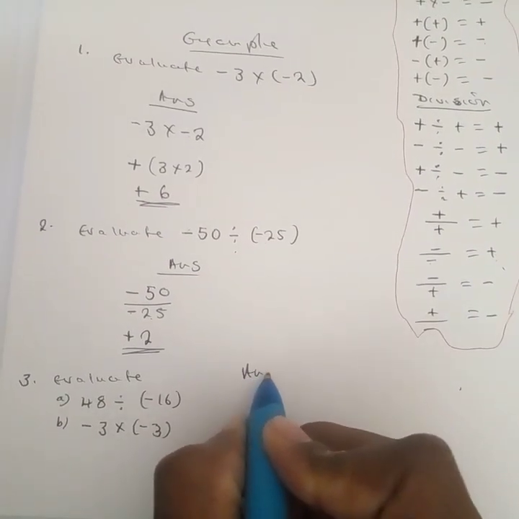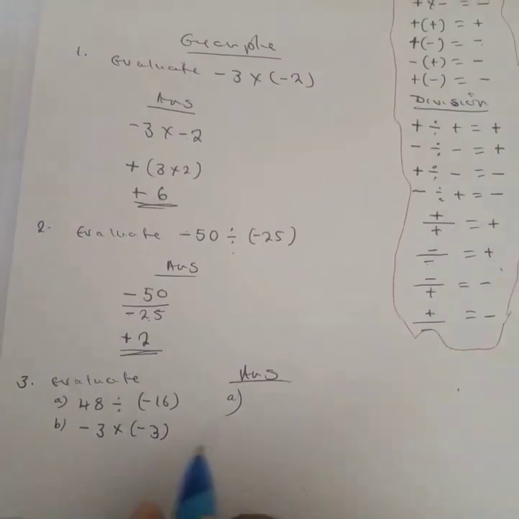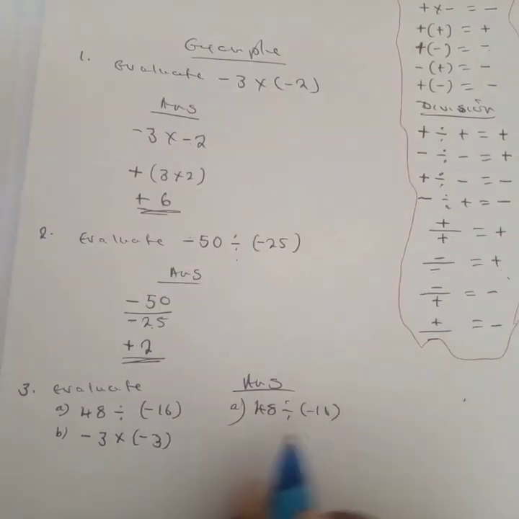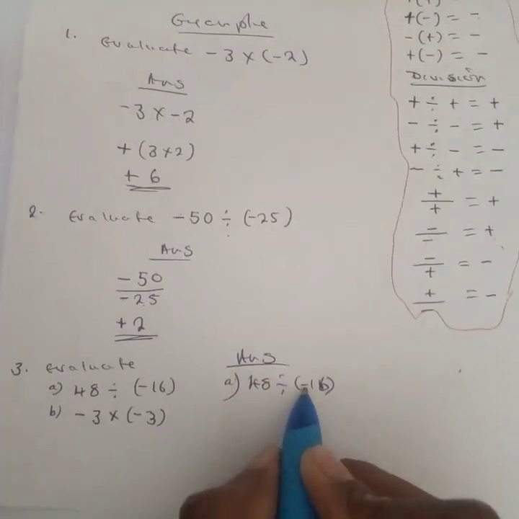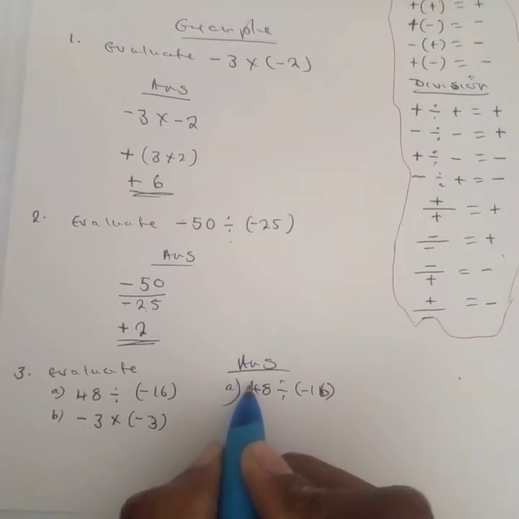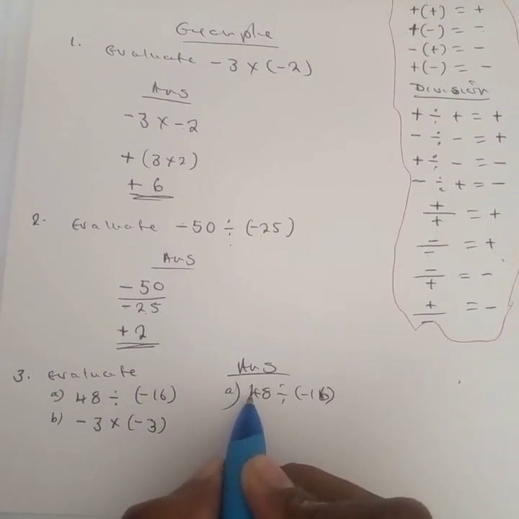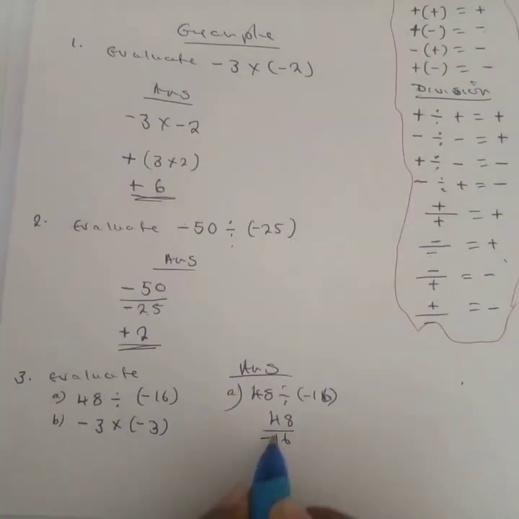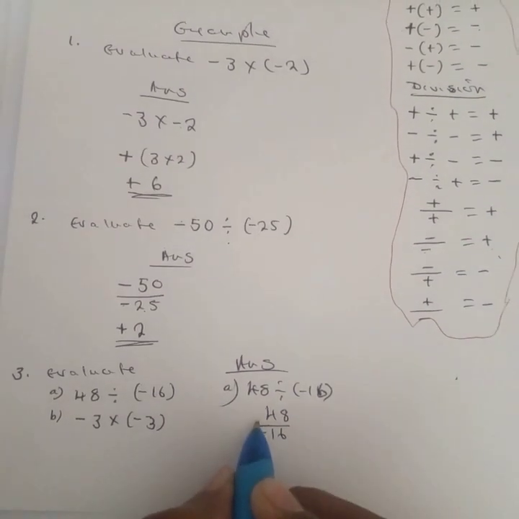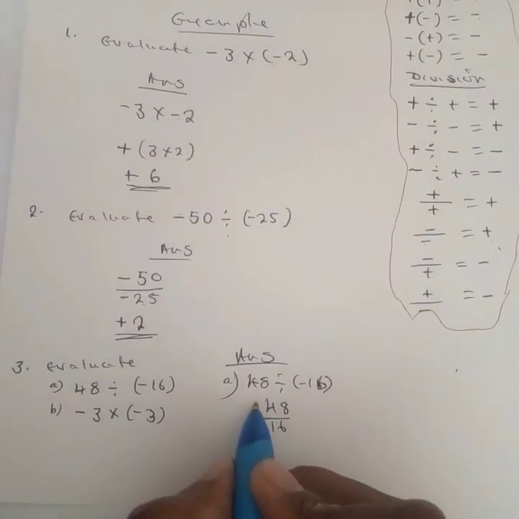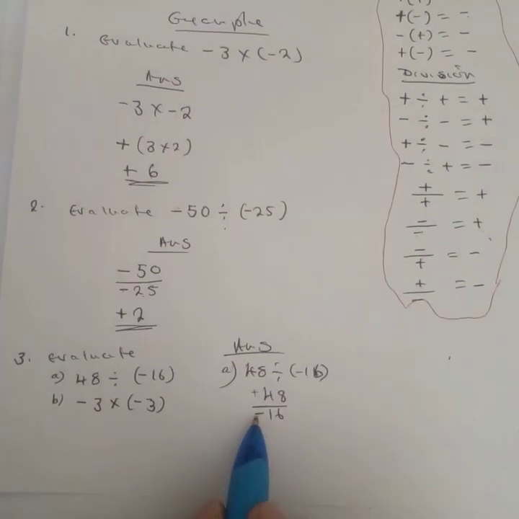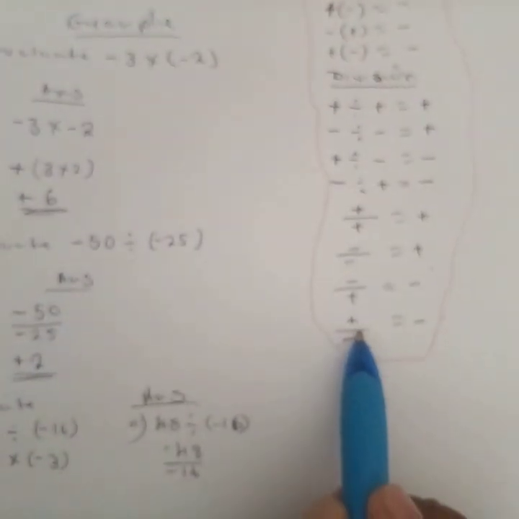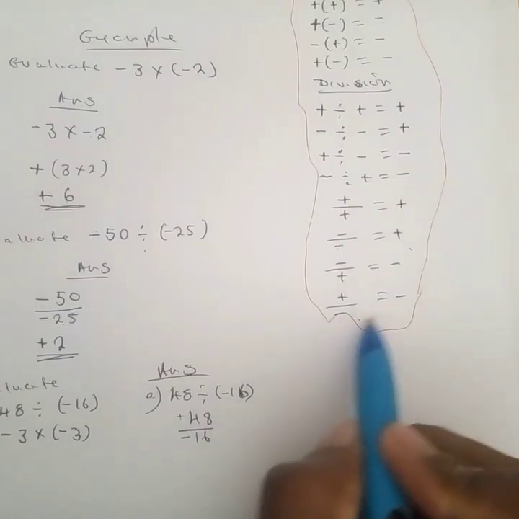Let us write our answers here. We start with A. We are dividing 48 by negative 16. When you look very well, the signs are different. This is negative 16 and this is positive. If there is no sign on this side, just know that there is an invisible positive. So we say positive divided by negative, which brings us to this concept here. Positive divided by negative, the answer is always what? The answer is always negative.